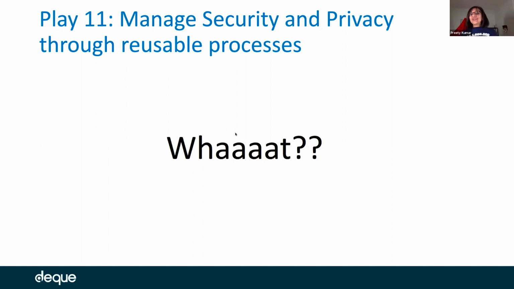Manage, okay, play 11 in the digital services playbook. For those of you who are influencers in the federal government, please go back and tell them to add accessibility to play 11. It says, manage security and privacy through reusable processes. No mention of accessibility. What? Come on.